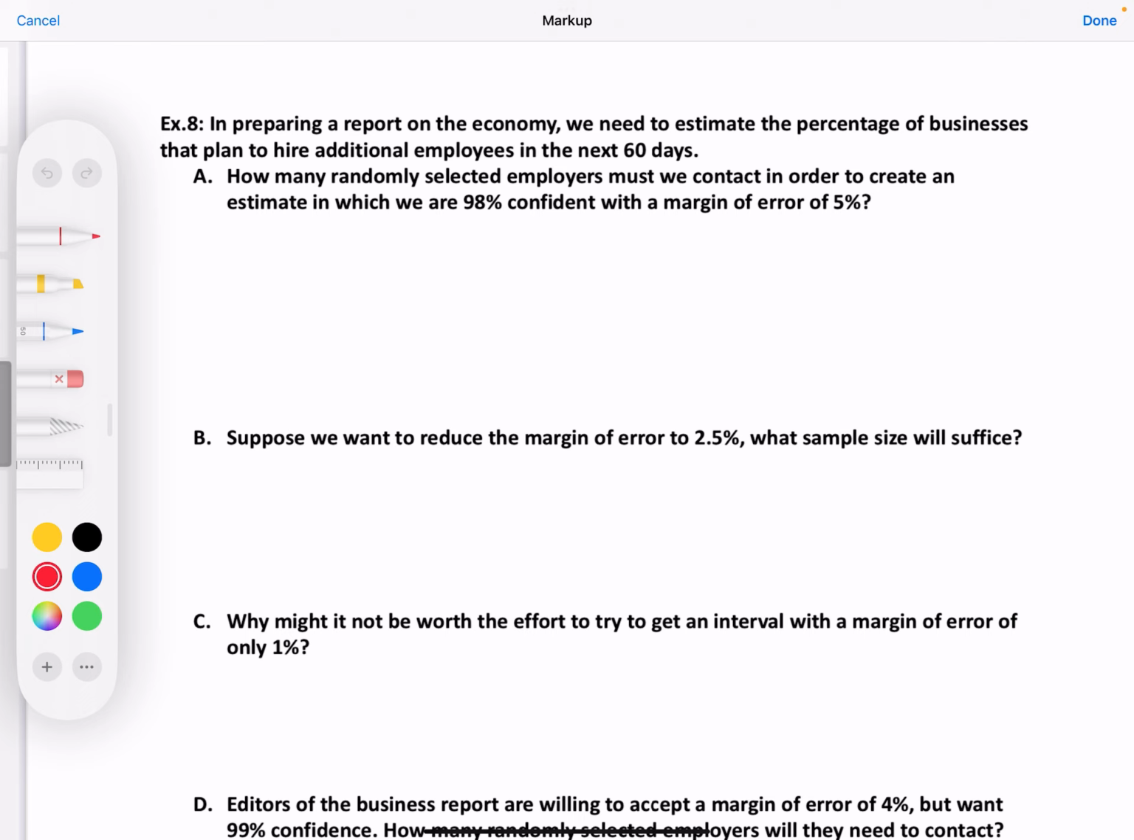All right, so then number 8. In preparing a report on the economy, we need to estimate the percentage of businesses that plan to hire additional employees in the next 60 days. How many randomly selected employers must we contact in order to create an estimate in which we are 98% confident with a margin of error of 5%?